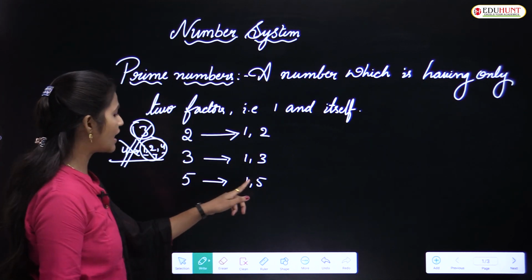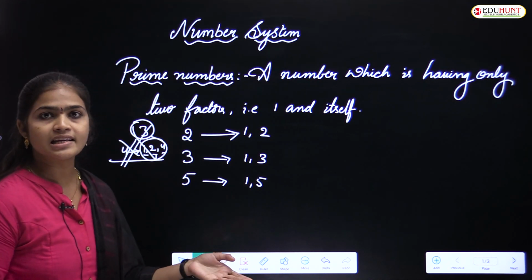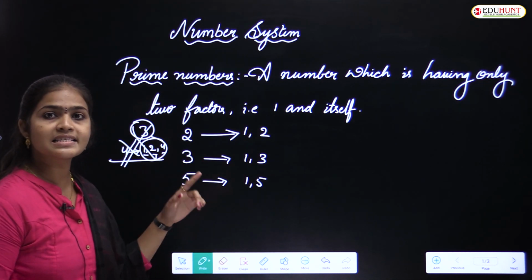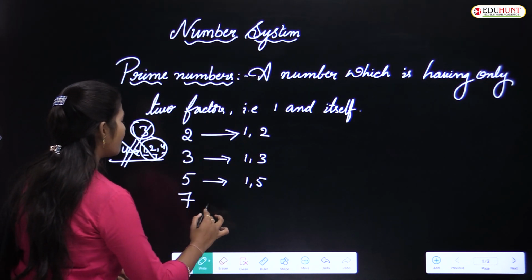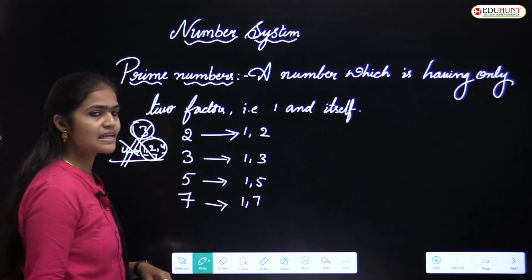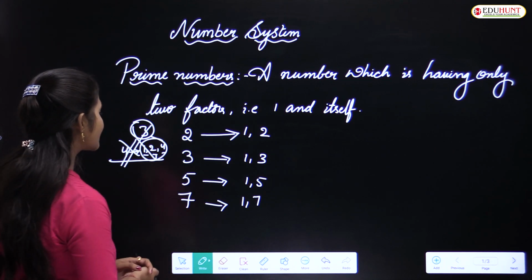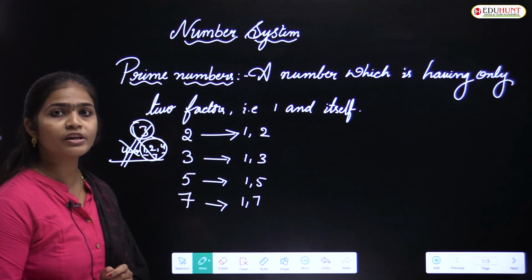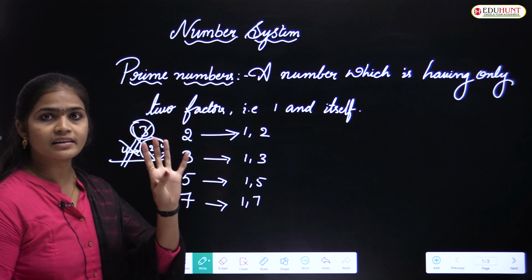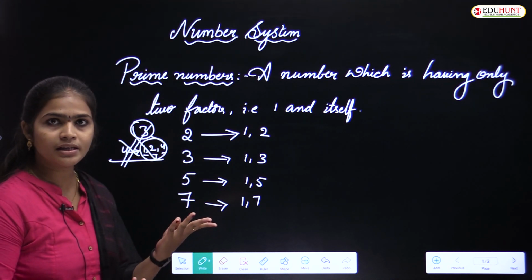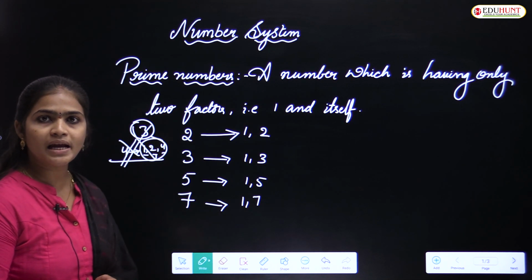Okay, so next 5 is a prime number. Next 6 is having 4 factors, so that is not a prime number. Next 7 is having only 2 factors, 1 and 7, so we will call 7 a prime number. Next 8 is having how many factors? Already we discussed that, 4 factors are there. So is it a prime number? No, 8 is not a prime number.